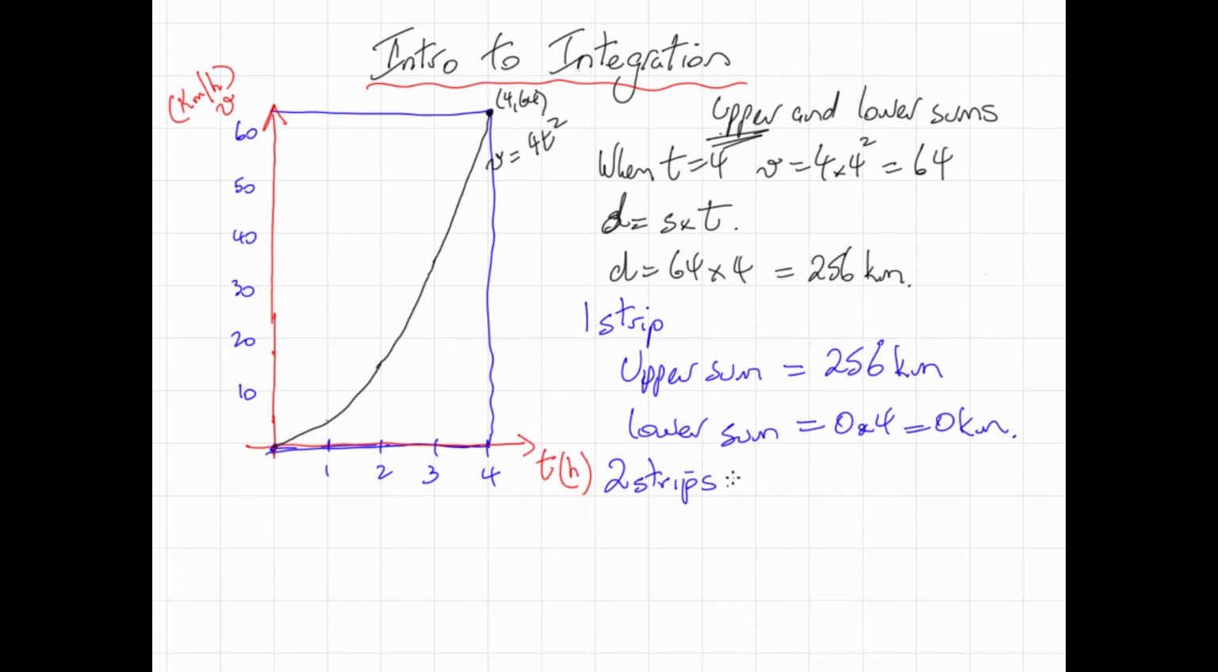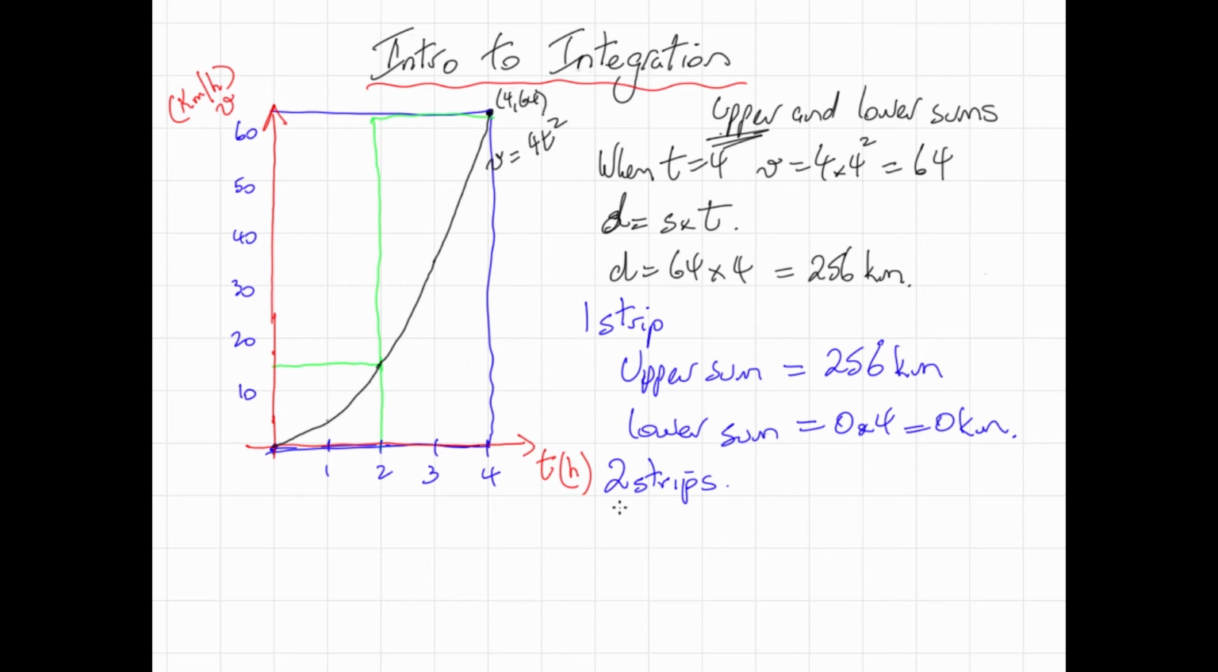So okay, let's split this up into 2 strips. Let's do them in another colour here, in green. So we're looking at this strip here, across to there. Now, the upper sum would be the area of that green rectangle, and then the area of this green rectangle.